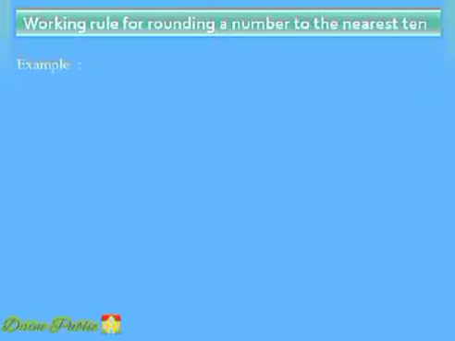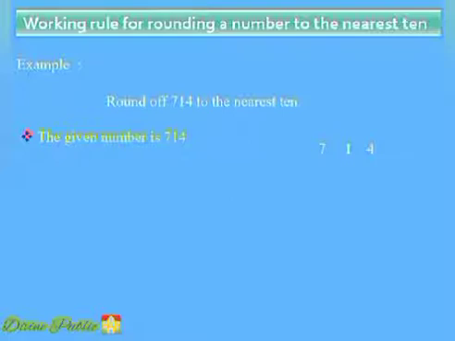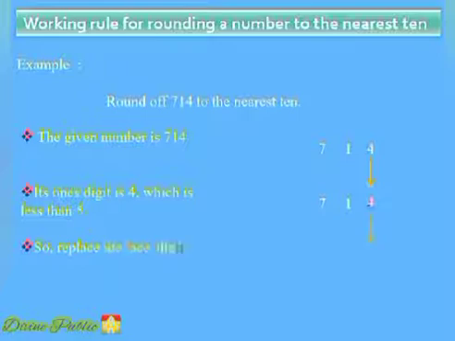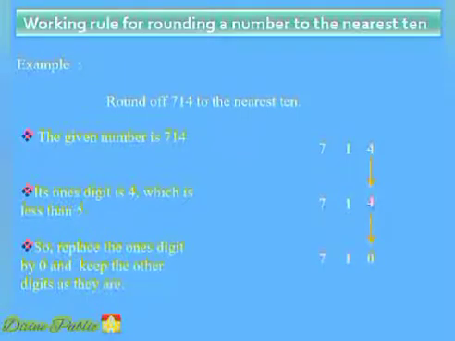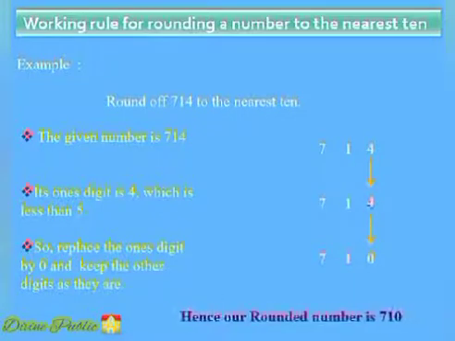Now let us see the example. Round off 714 to the nearest 10. The given number is 714. Its ones digit is 4, which is less than 5. So, replace the ones digit by 0 and keep the other digits as they are. So, we get the number 710. Hence, our rounded number is 710.